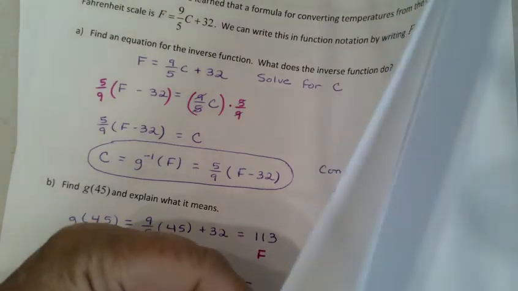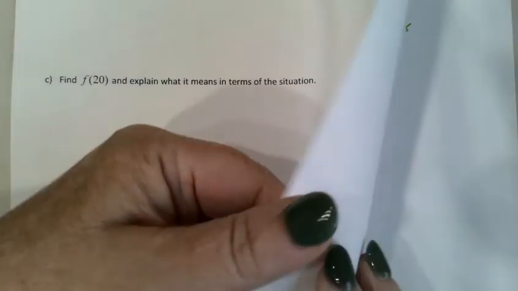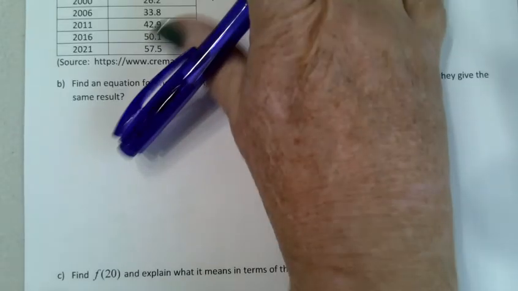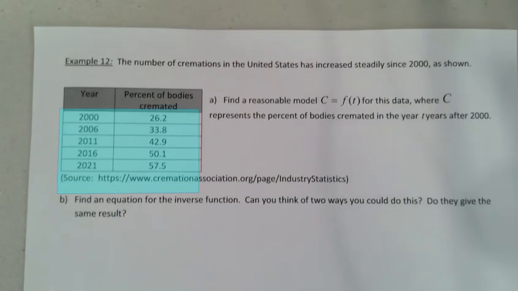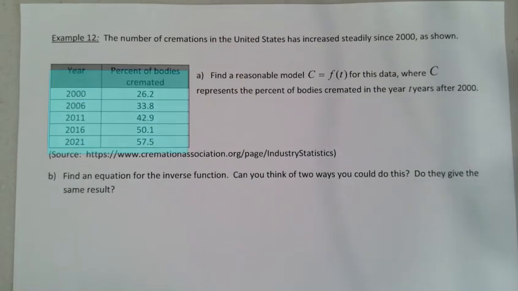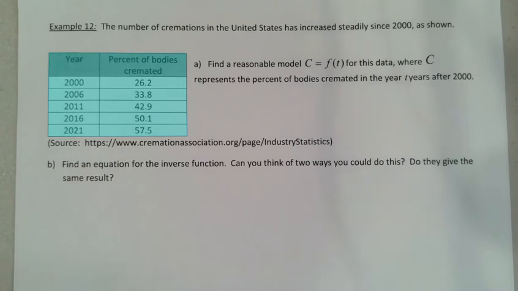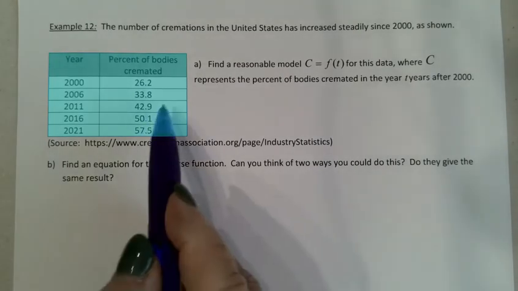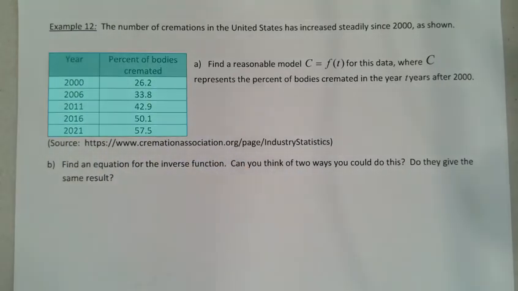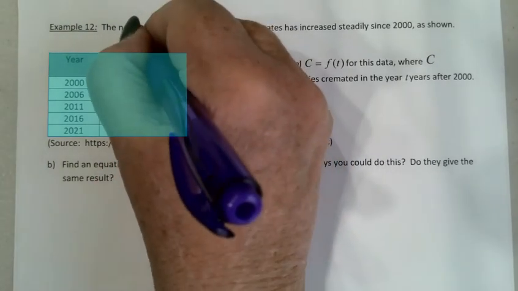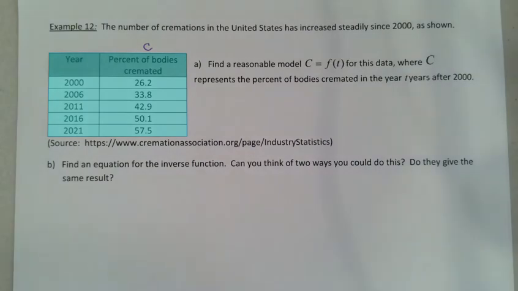All right, I believe I've got one more example here. This time our modeling, instead of starting us out with an equation, is going to start us out with a data set. So, let's see. The number of cremations in the United States has increased steadily since the year 2000, as shown in the chart. So for various years, this is the percent of people that chose to be cremated. And we're supposed to start by finding a reasonable model, C equals F of T, to fit that data. C is percent cremated, so this is C, and T is years after 2000.